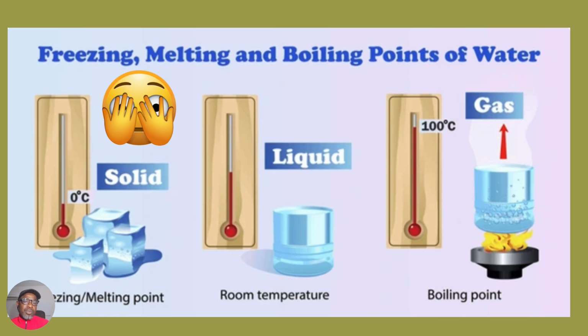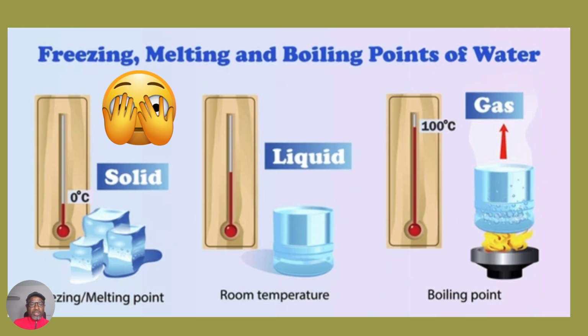Let's look at some very important things: the melting, freezing, and boiling points of water. An example of a solid here is an ice block. You can see it here, and you can see the thermometer that is used to measure the temperature. The temperature reading written here is 0 degrees centigrade. So the melting and freezing point of ice is 0 degrees centigrade.